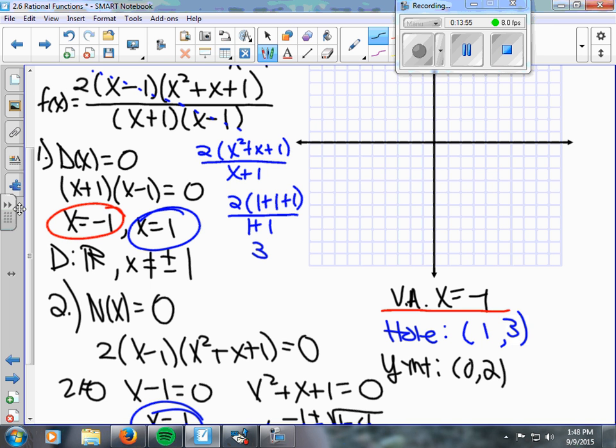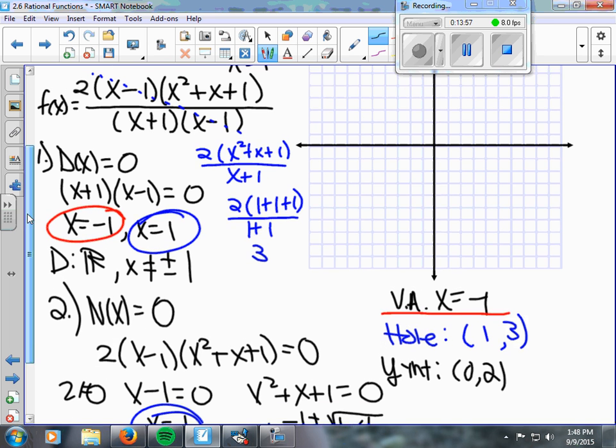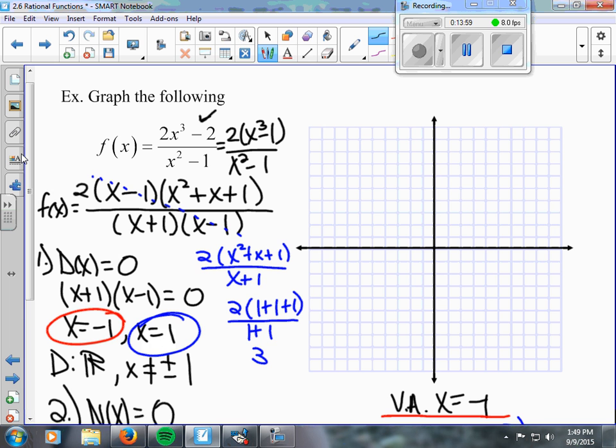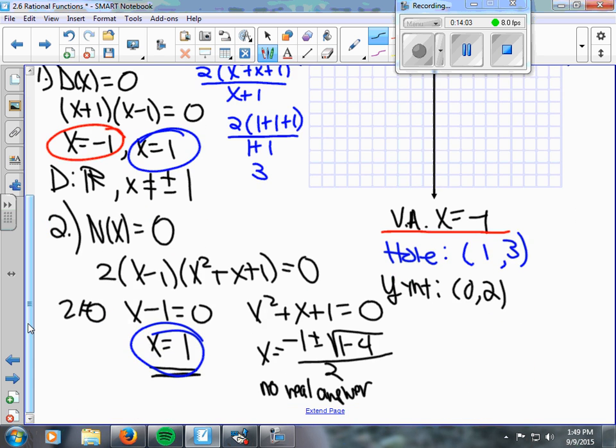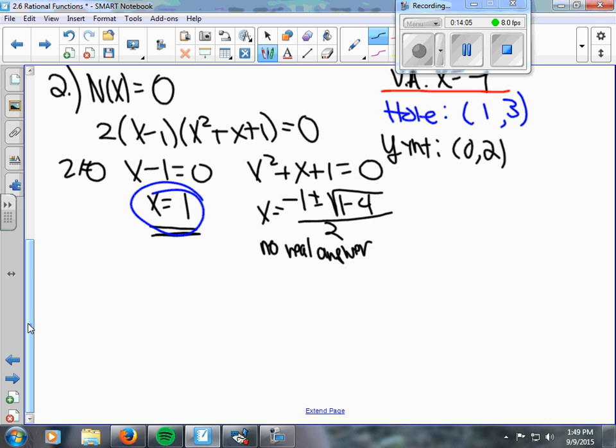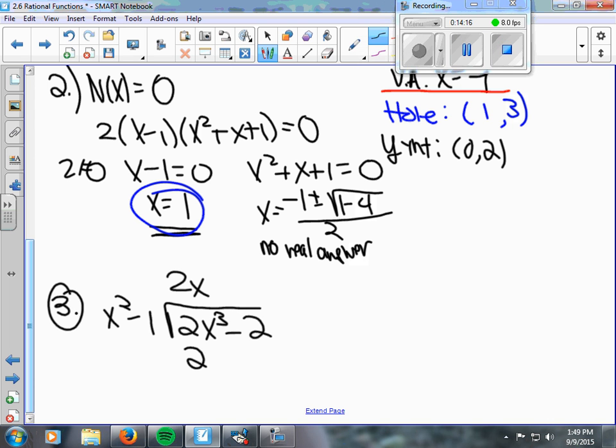Okay, now let's work on horizontal asymptotes. You also want to work in your non-factored form for horizontal asymptotes. So I'm going to take x squared minus 1. So this is step, I think that's step 3 or 4. x squared minus 1 into 2x cubed minus 2. All right, so I need to multiply x squared by 2x. That would get me 2x cubed.